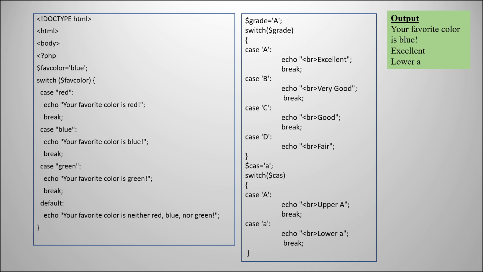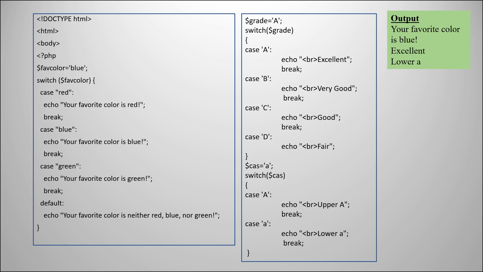So here in this example, it accepts the favorite color, and it has to check the color against the cases. If there is a match, it has to print the corresponding favorite color, otherwise the default block will be executed. In the first example, the value is blue, so the second case has the option blue, so automatically it prints the value: your favorite color is blue.